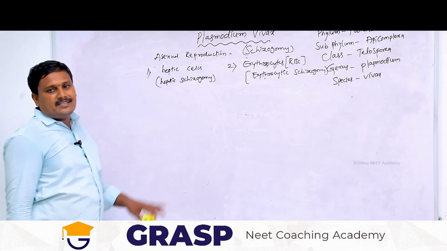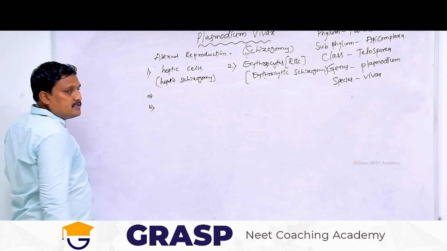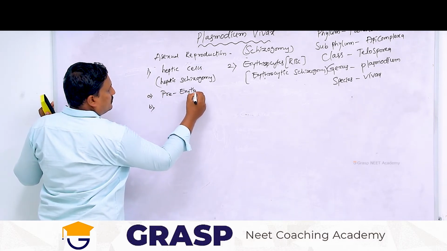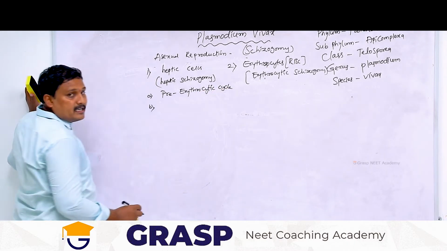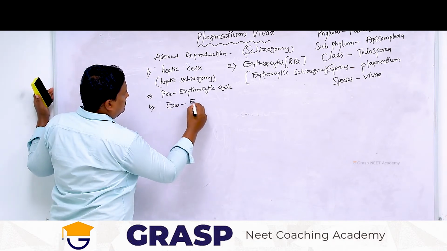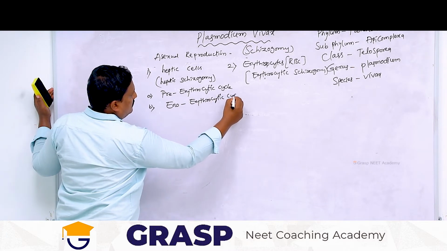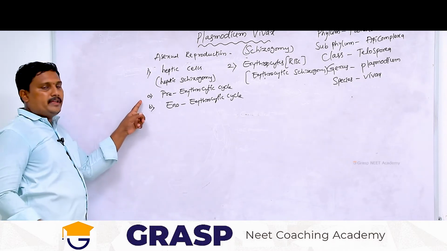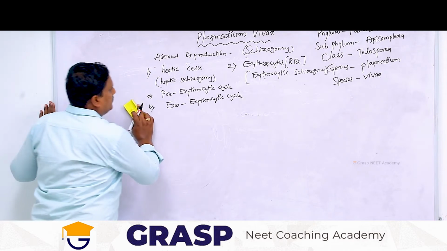Again, hepatic schizogony consists of two cycles. The first is the pre-erythrocytic cycle and the second is the exoerythrocytic cycle. I am going to draw one diagram to explain the pre-erythrocytic cycle and exoerythrocytic cycle.